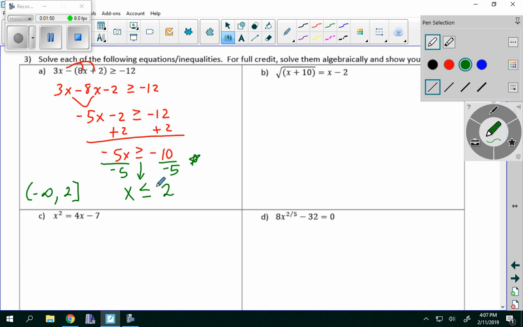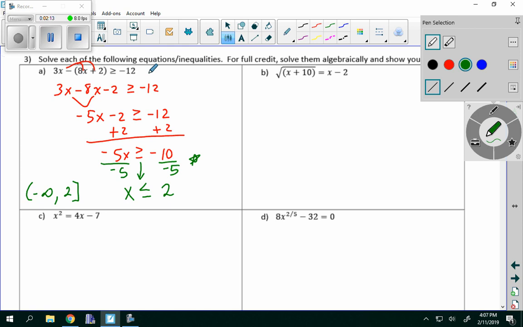And to check yourself, you could just take any number less than 2 and put it back into your original inequality. For example, 0 is in this interval. You'd get 0 minus 0 minus 2. So negative 2 is greater than or equal to negative 12 because it lies to the right of negative 12. Okay, let's take a look at the next one.